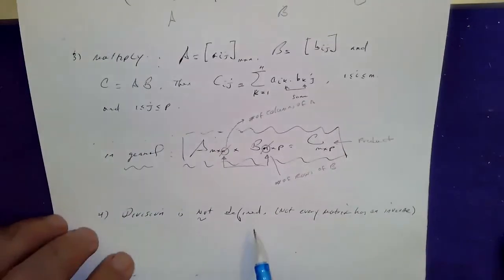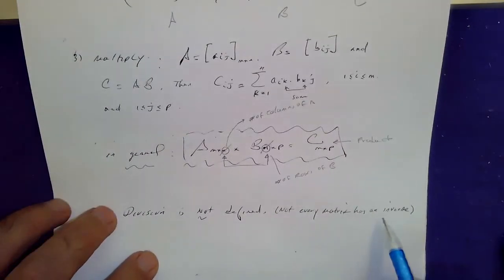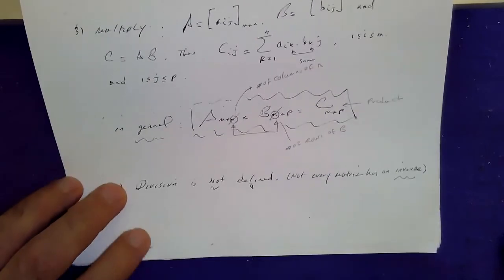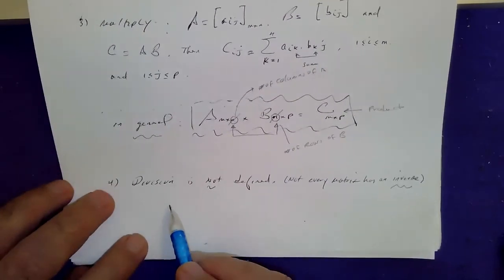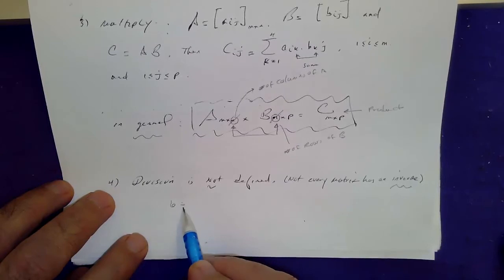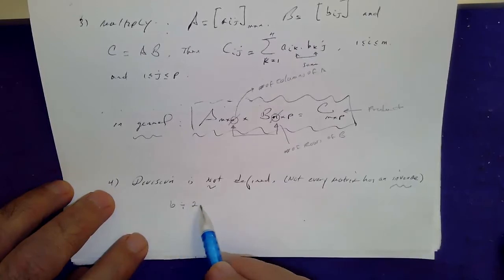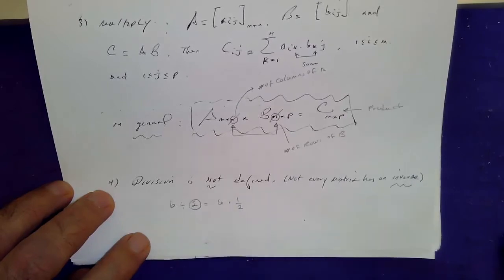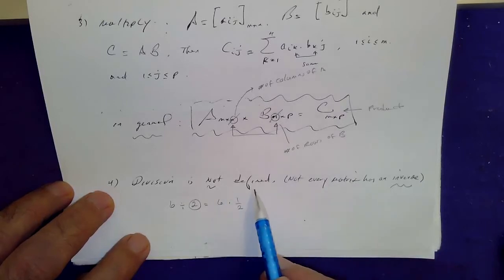Division is not defined because not every matrix has an inverse. Remember, with real numbers you can divide. Let's say I divide 6 by 2, which is the same as 6 times 1/2, which is the reciprocal of 2. In matrices, not all matrices have a reciprocal, which we call an inverse. Therefore, division is not defined.